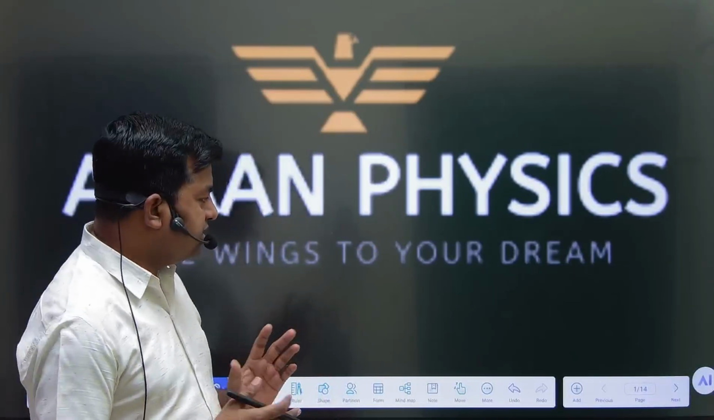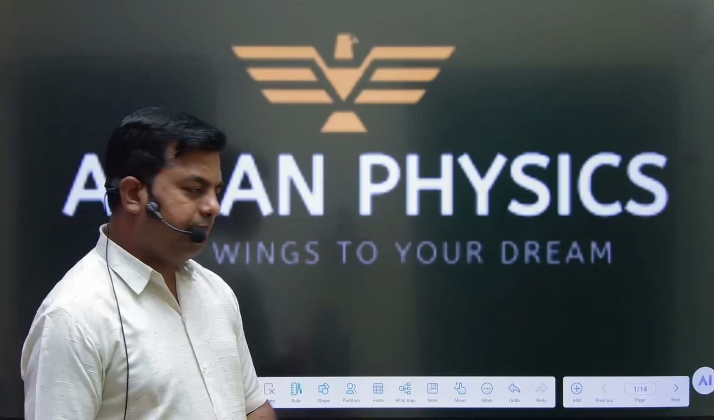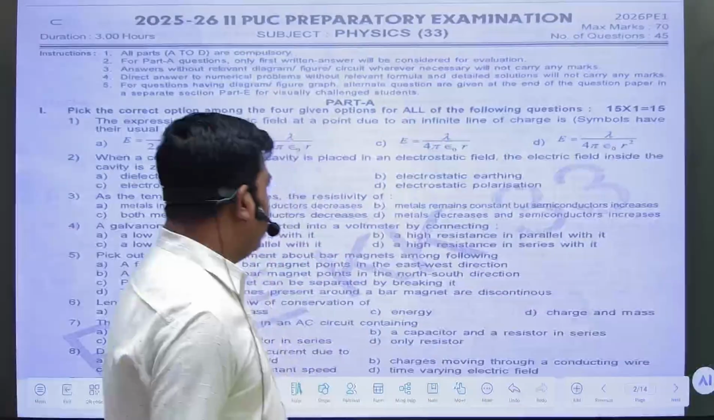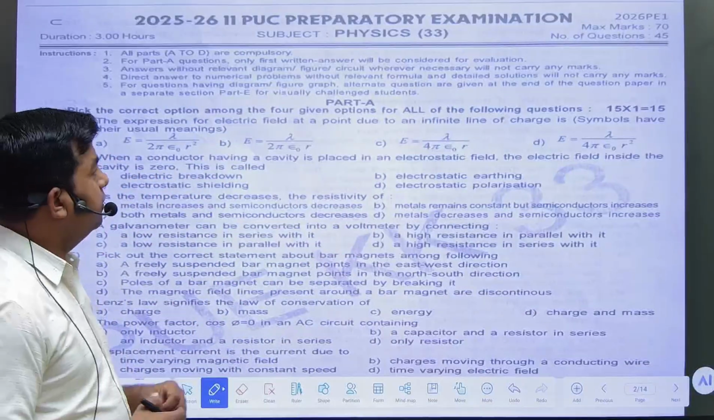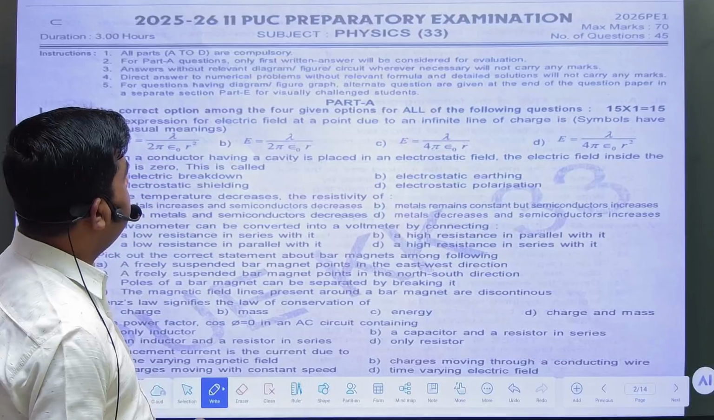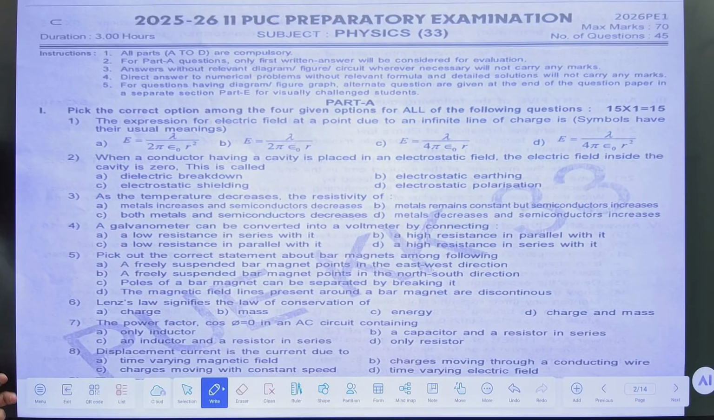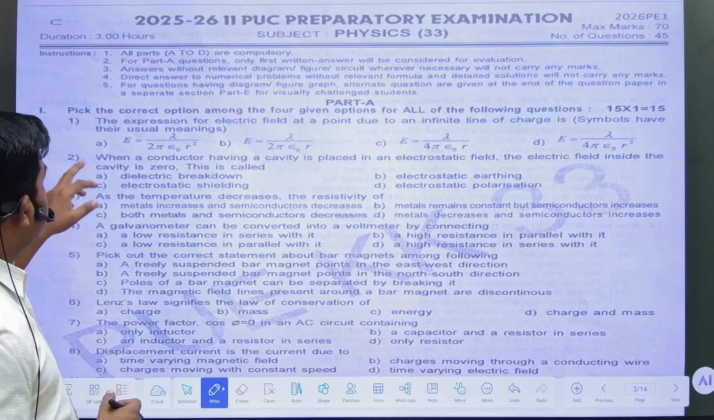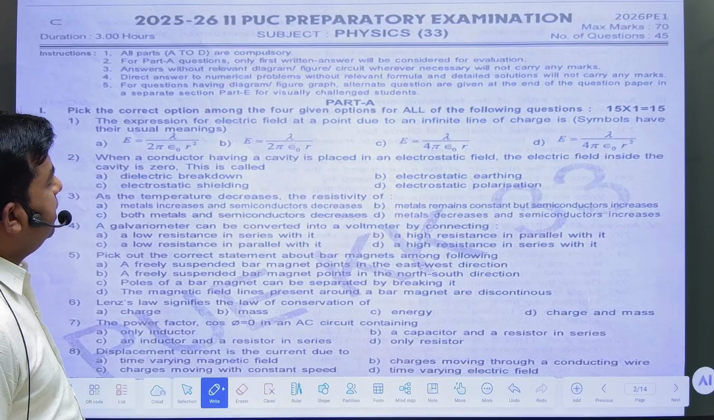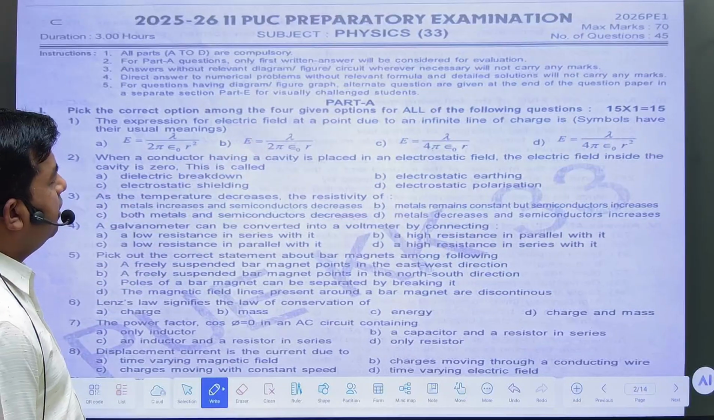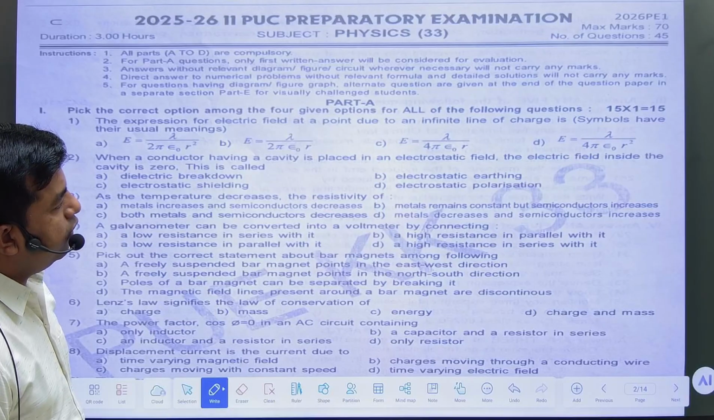Today we have to discuss the physics preparatory paper first. This is the paper of the KCET exam 2025-26, the second PUC preparatory exam. So we have to discuss the paper. First of all, pick the correct option among the four given options for all of the following questions.